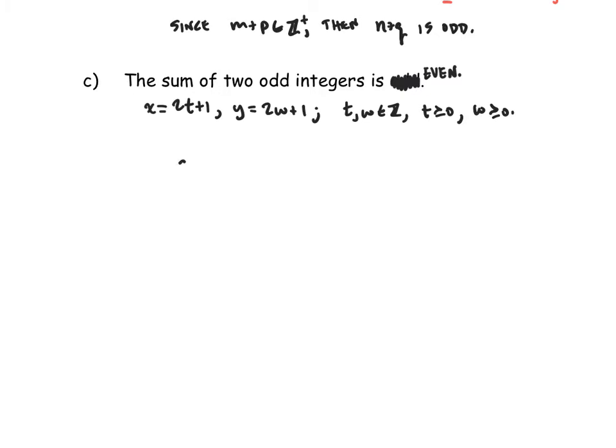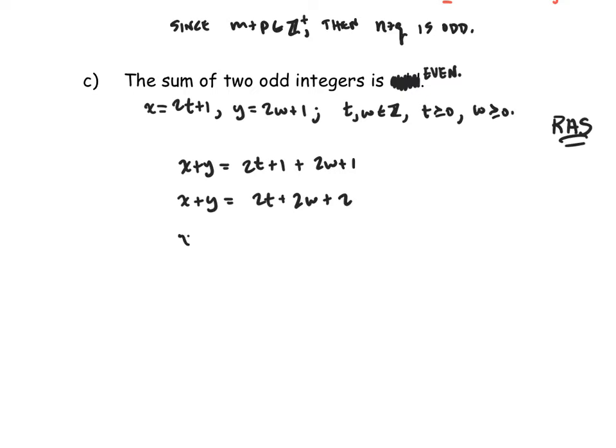Okay, so x plus y. In this case, we're going to work the right-hand side based on how I've set this up. I'm going to work the right-hand side, which is 2t plus 1 plus 2w plus 1. If I combine like terms, or at least get terms that look similar near each other, so 2t plus 2w plus 1 plus 1, which is 2, I can see that x plus y, again just working the right side, is 2 times the quantity t plus w plus 1.